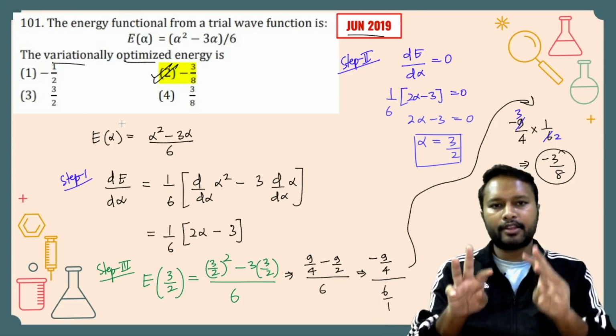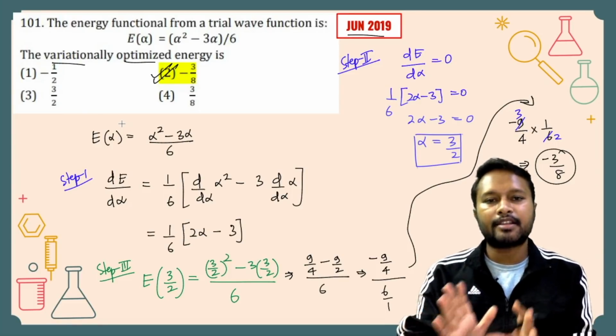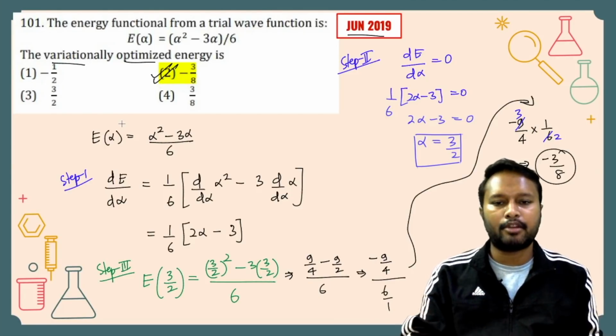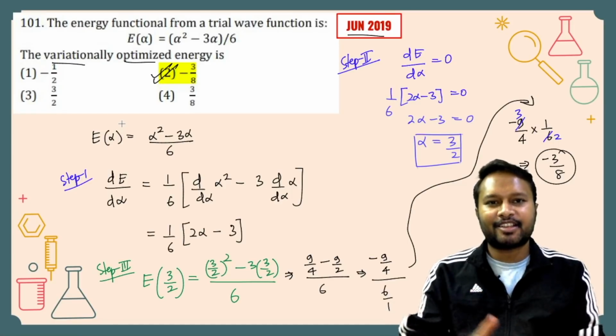So just by following these 3 steps, you can calculate the variationally optimized energy whenever it is asked, wherever it is asked, however it is asked. Alright, so that's how it will be done. Let's take the next question then.